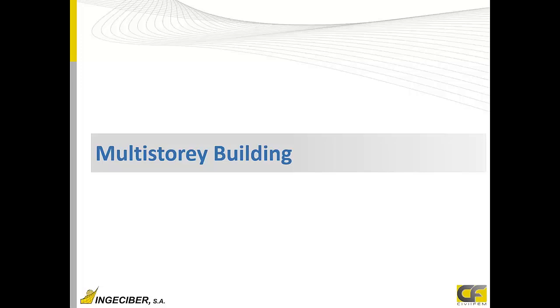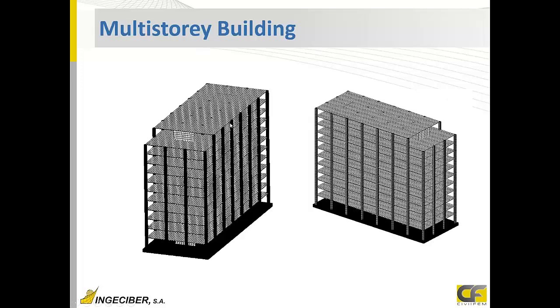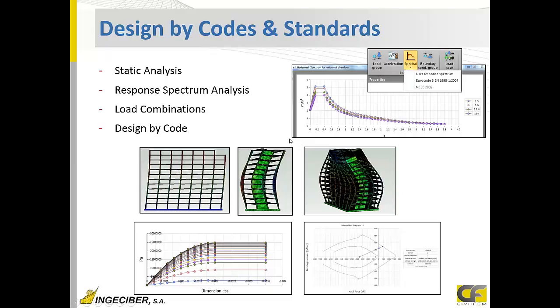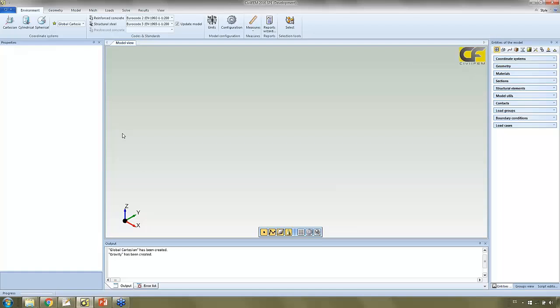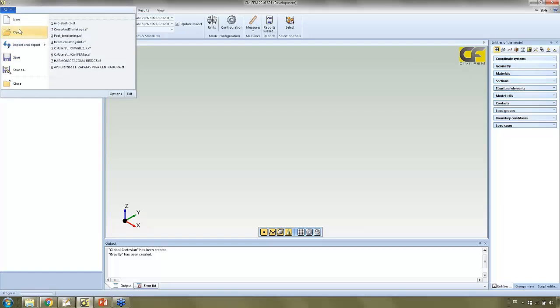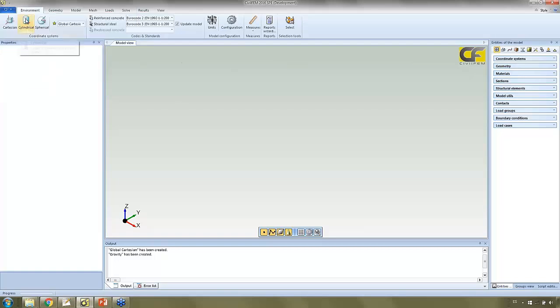Well, let's start with the multi-story building. This multi-story building is made of beams and columns, so we are going to go to the software to run it. Here is the graphic interface. First, here you have some options to save, open, or import frame models and the environment. Very important, select the codes we are going to use to check or design the model. I'm going to use Eurocode, but you can also select any code from a long list of the most important codes all over the world.